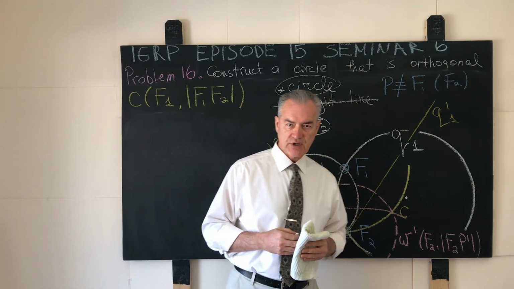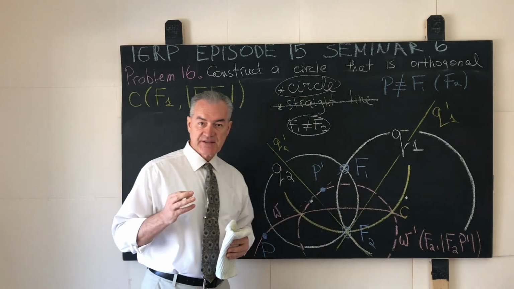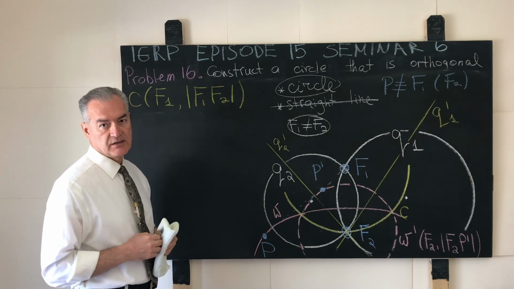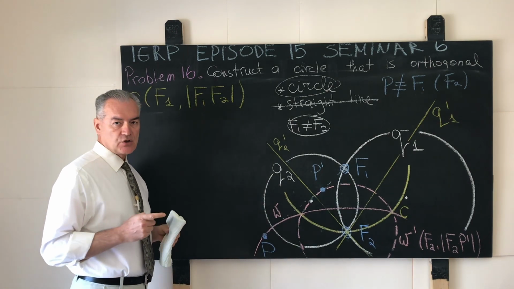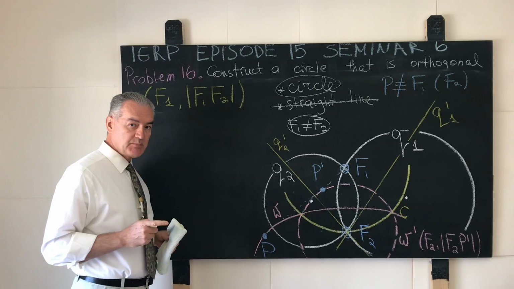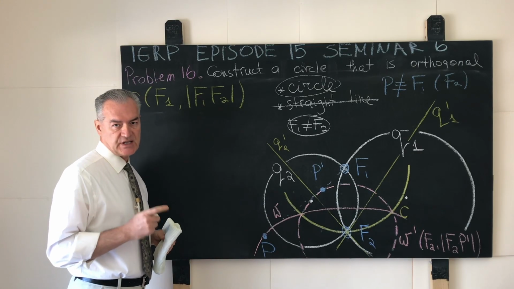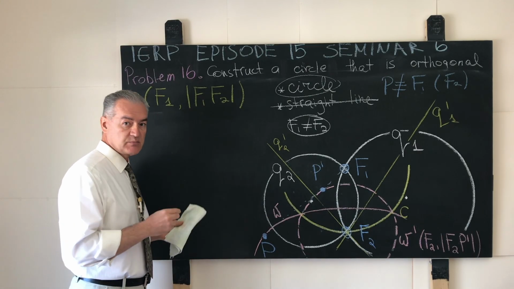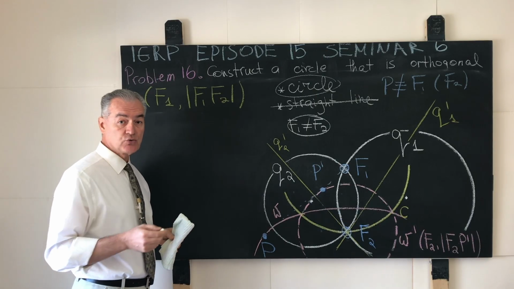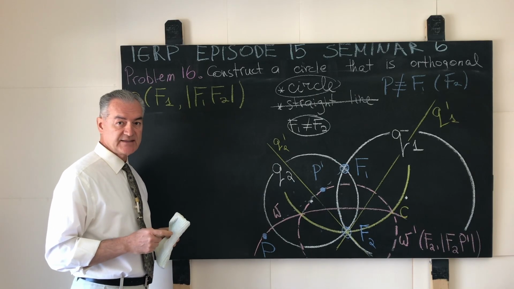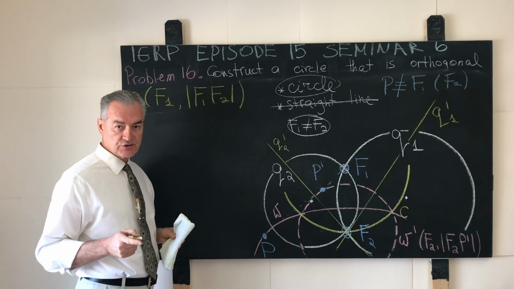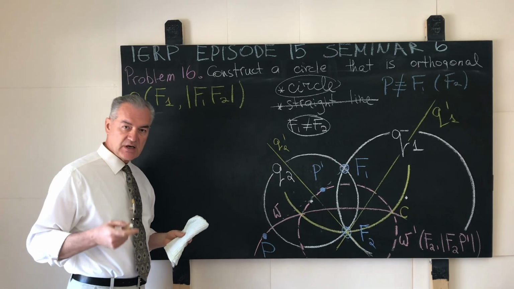And as a fair warning, as a heads up, in the next seminar we will be solving the following problem. Recall that any circle that does not pass through the center of inversion is taken by the corresponding inversion of the real plane with respect to a circle into what? Into a circle. In other words, inversion can take circles into circles. And that is the idea behind the next problem.